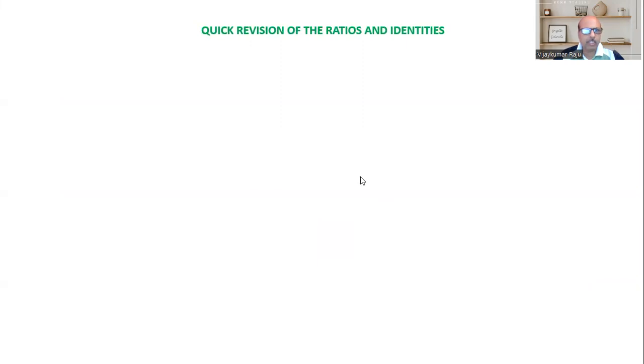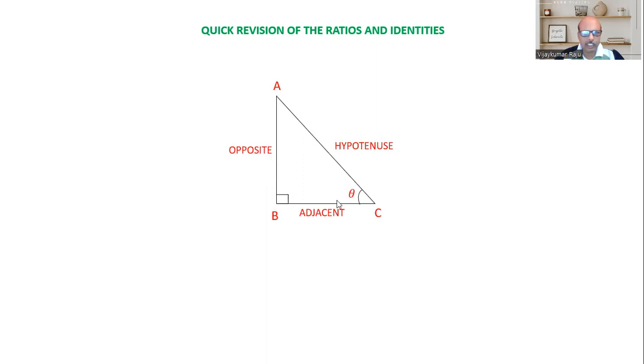Before we get into the exercise, let's have a quick revision of the ratios and the identities. Now the ratios. So this is the triangle. This is a right angle triangle. Here this angle is 90 degrees.